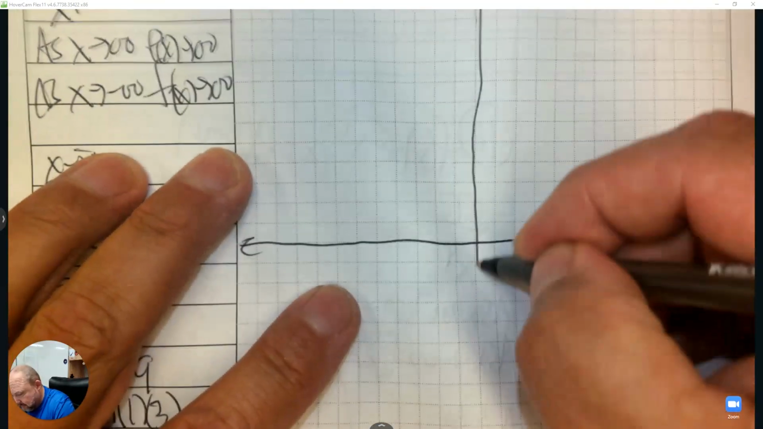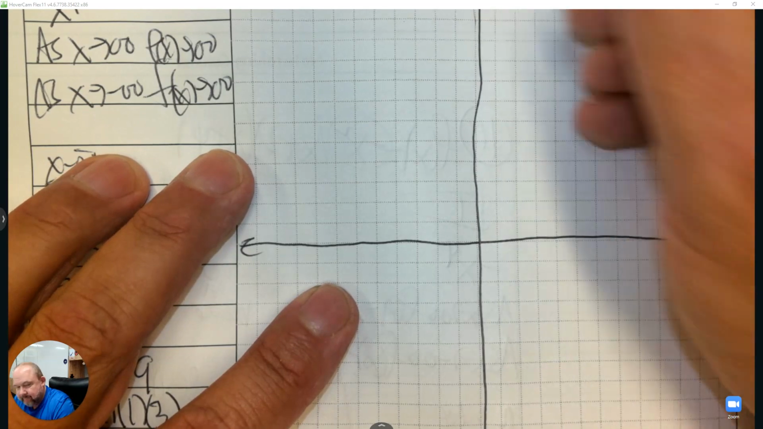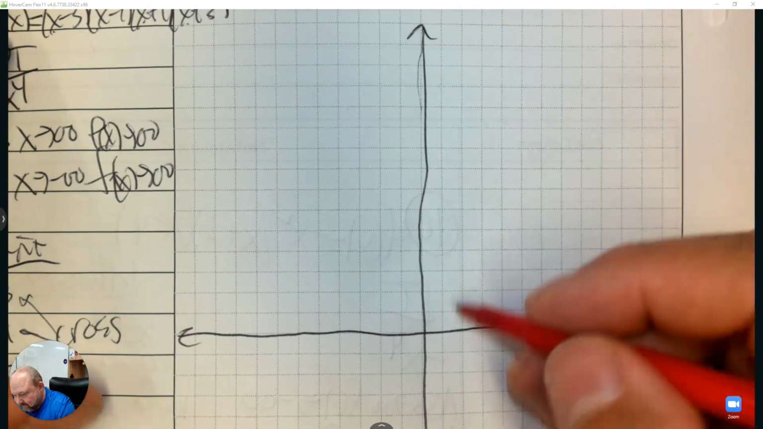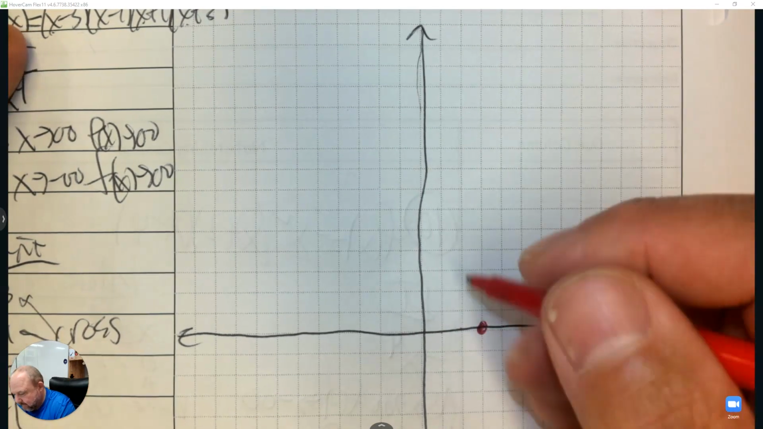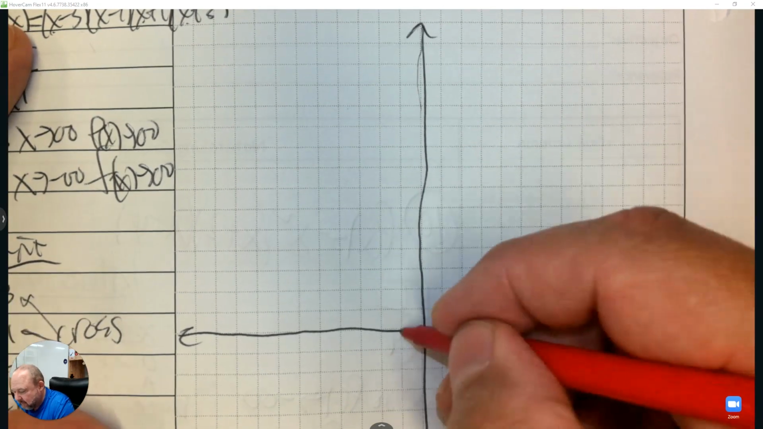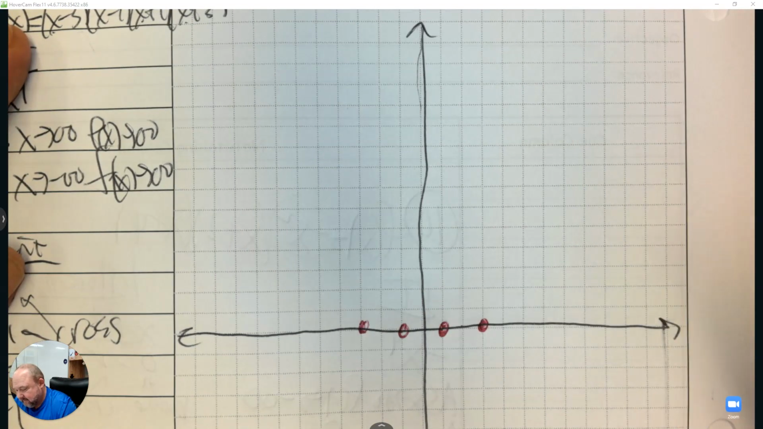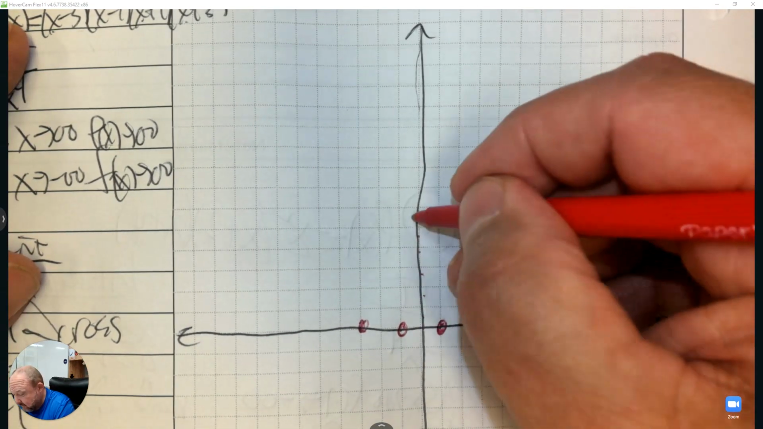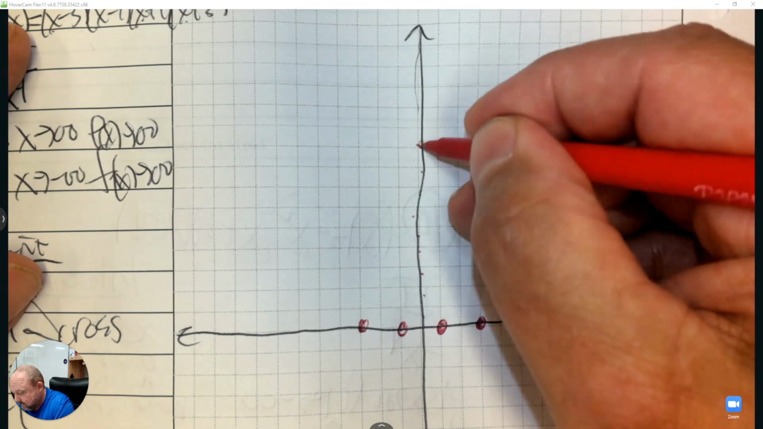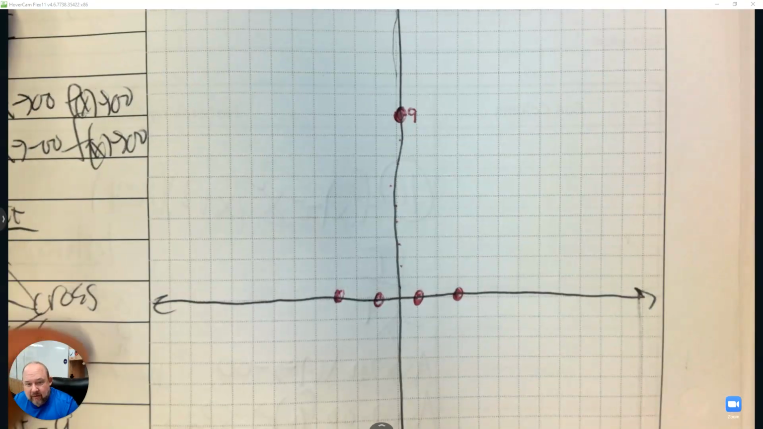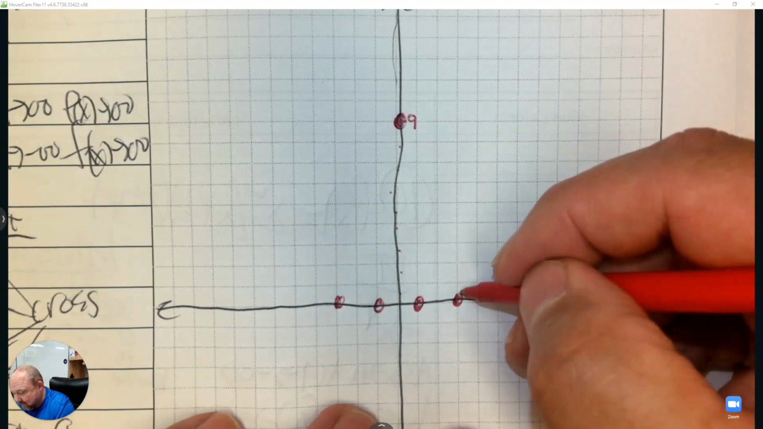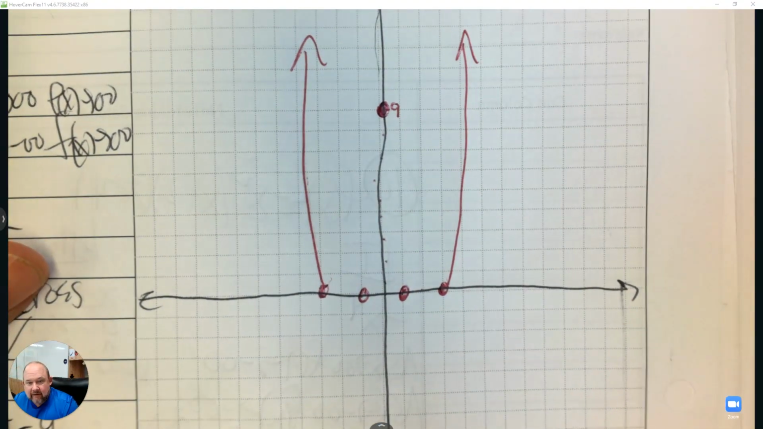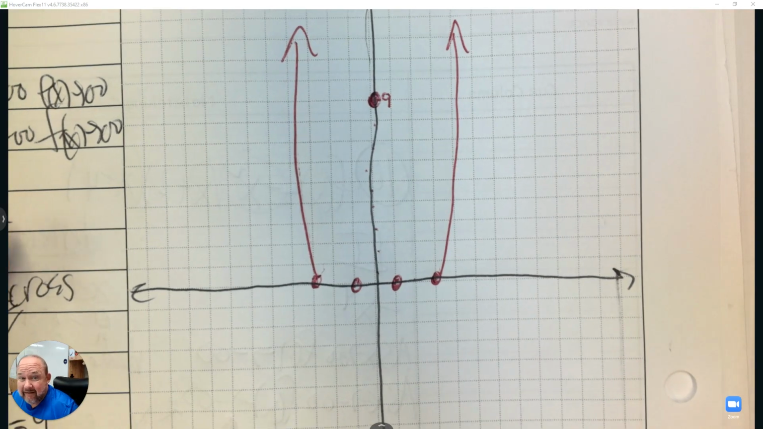See, I have no idea how much room I need, so we'll see. So there's my axes, lots of room. 1, 2, 3, and 1. I probably have way too much room. Negative 1 and negative 3. We know the y-intercept's at 9. So 1, 2, 3, 4, 5, 6, 7, 8. So there's one turning point. I know the right and the left, both ends are going up. So there they are.